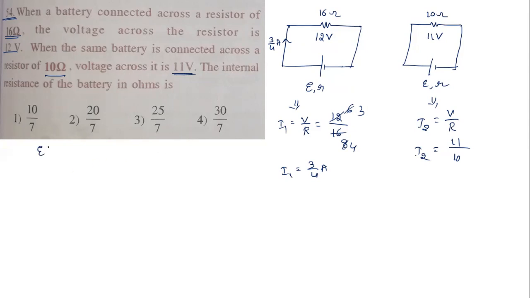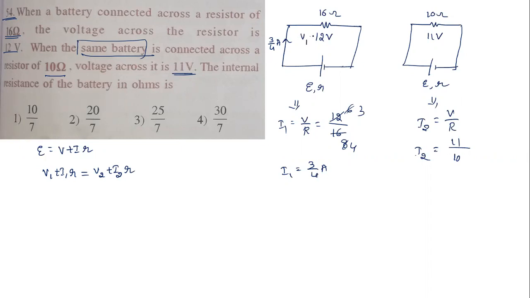So I'm going to write the EMF formula: E equal to V plus I times R. For the first cell, from this equation, V1 plus I1 into R is equal to V2 plus I2 times R. Why am I taking R the same? Because they have given the same battery, so identical in nature, their internal resistance must be the same.